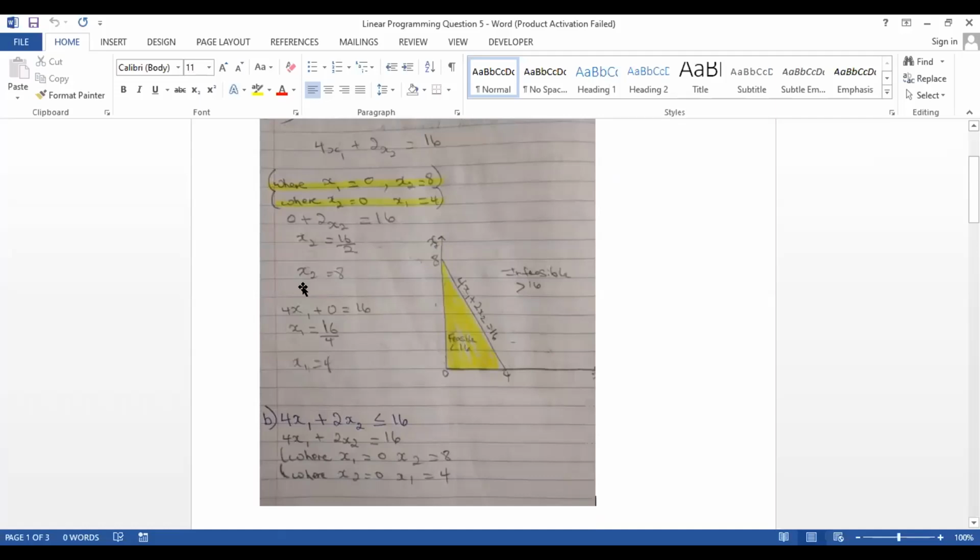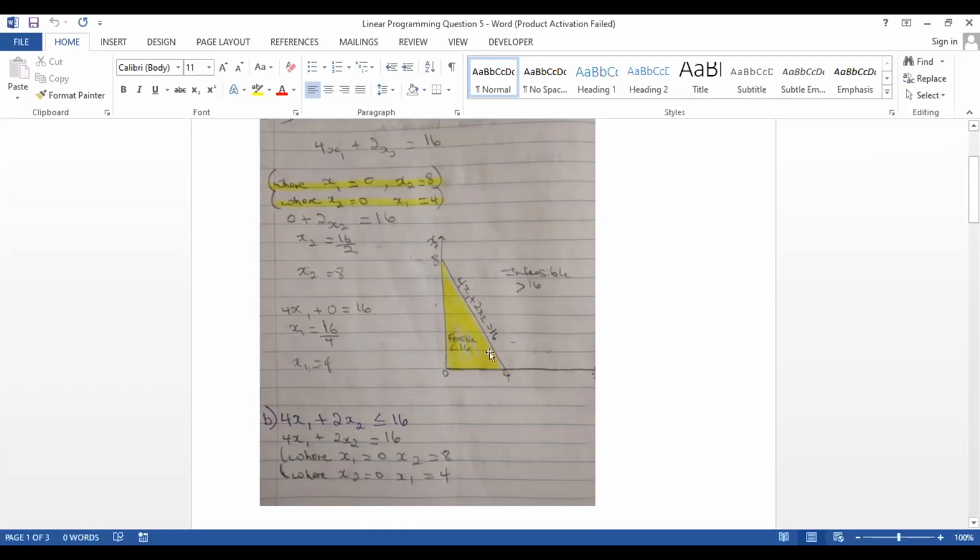Where x1 equals 0, I get 0 plus 2x2 equals 16, and then I just transpose to find x2, which would give me 8. So here I have it where x1 equals 0, x2 equals 8. Then I did the same thing for the second one. I equated x2 to 0, which means it will be 4x1 plus 0 equals 16. Transpose again, and I got x1 to be 4. Here, where x2 equals 0, x1 equals 4.